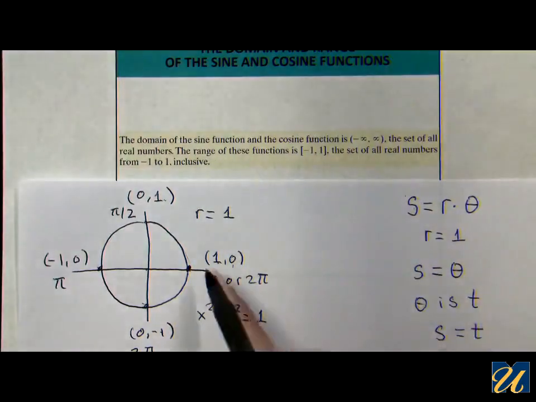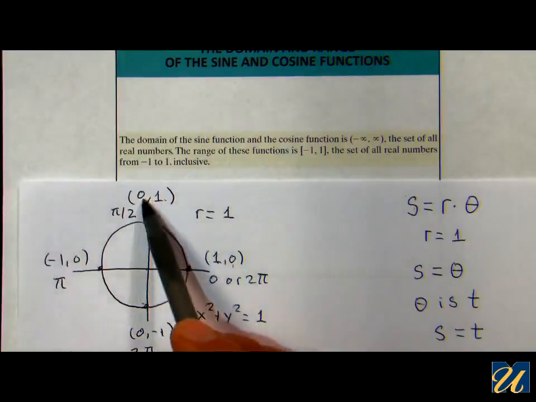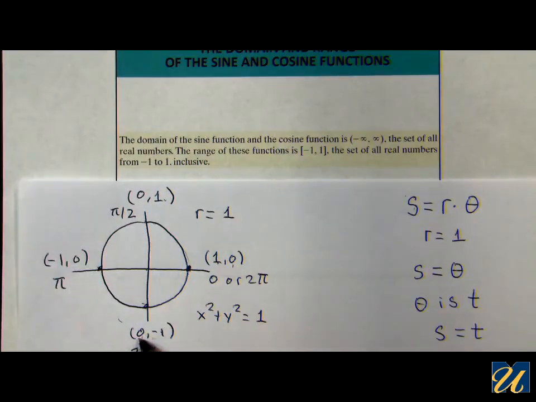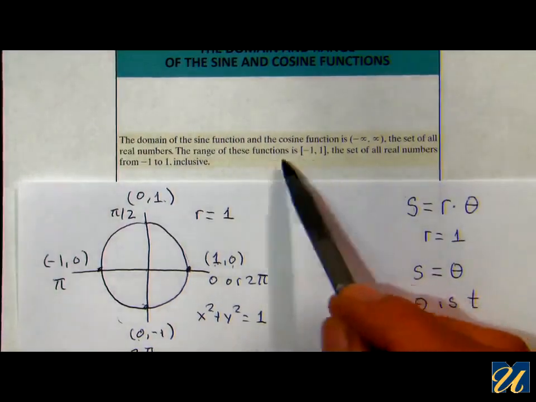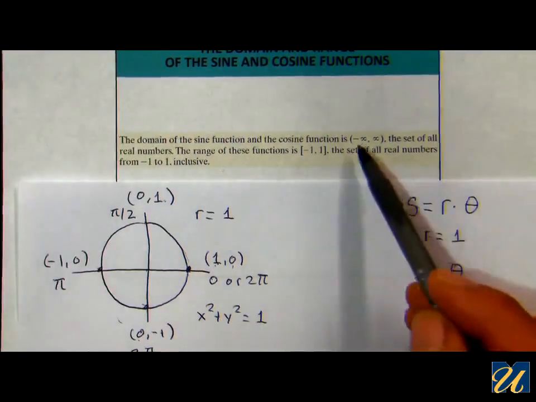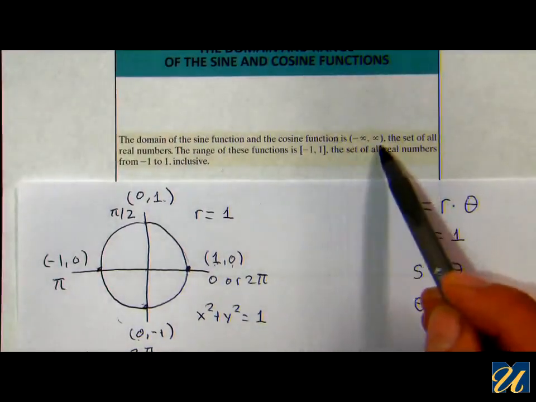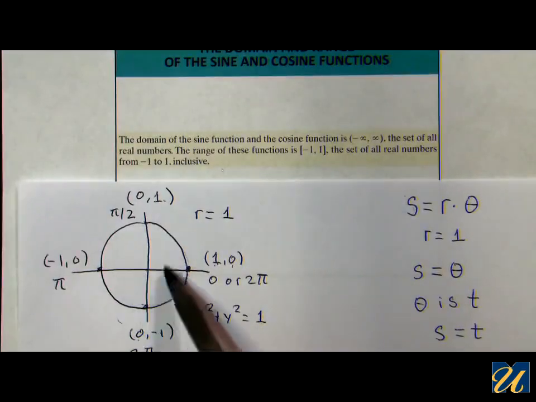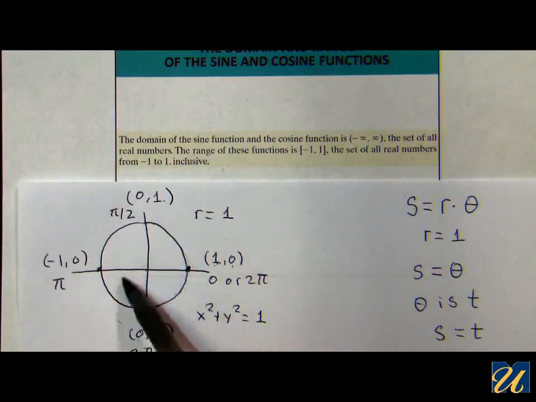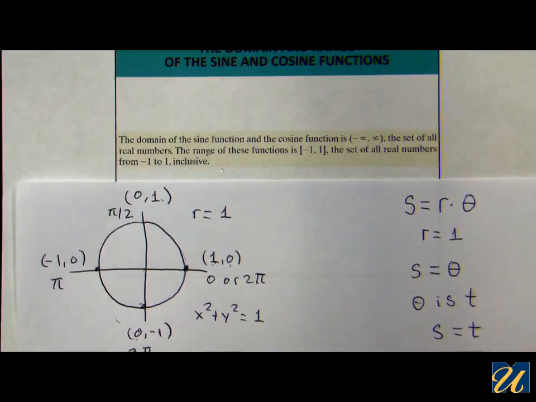The cosine's the same. Cosine varies from 1 to 0 to negative 1 to 0 back to 1 again, because cosine tracks the x-coordinate. So it too undergoes a full range within one rotation of negative 1 to 1. The domain can be any real number because the larger the number just means the more we rotate about the circle. So the domain is unrestricted, but the range is always between plus and minus 1.